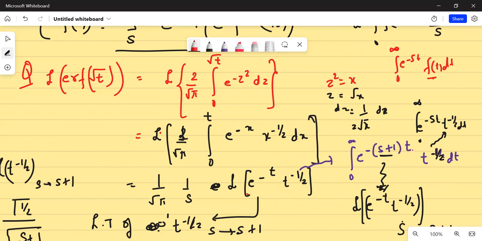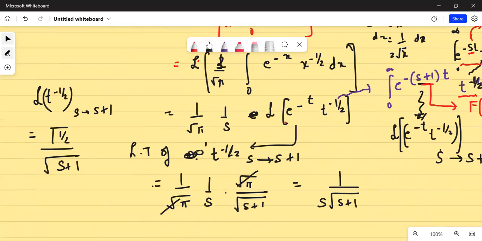Now, if you have this kind of thing, and instead of this, if only s was there, then it was simply F(s), the Laplace transform of t to the power minus half. Now, instead of this, you have s plus 1. So it will become the Laplace transform of t to the power minus half, where s is replaced by s plus 1. So this particular thing would correspond to the Laplace transform of t to the power minus half, such that s is replaced by s plus 1.